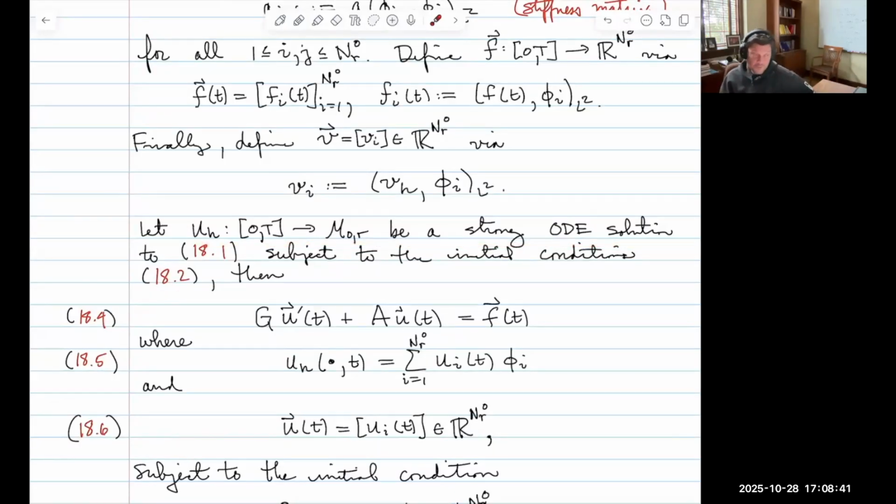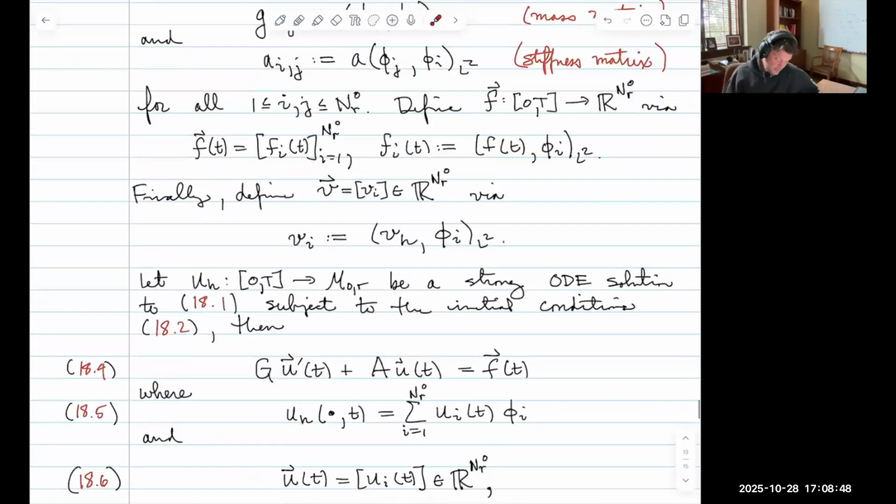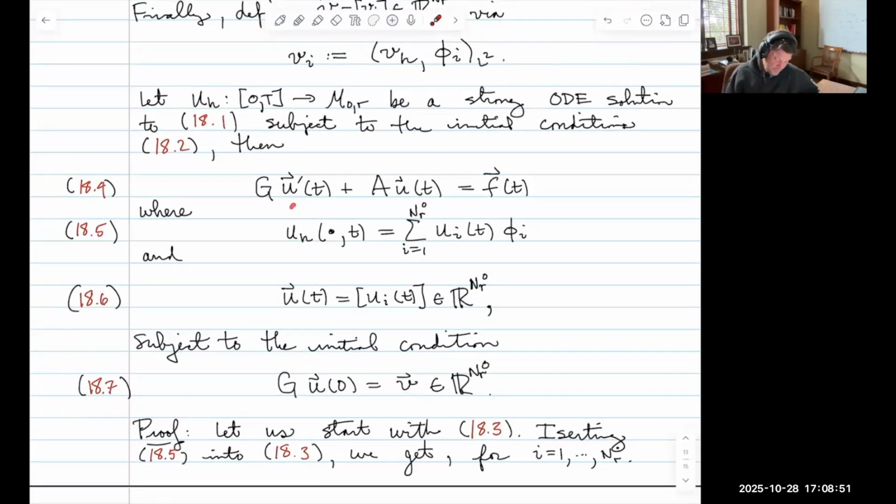Then what I'm going to do is, through a couple of transformations, show that the vector U, which is just a collection of the u_i, okay, that's the solution that I just said exists, a collection of those coefficients from the basis expansion of that u_h, satisfies this system of ordinary differential equations. So this is the usual time derivative here, the time derivative of a vector function of t.